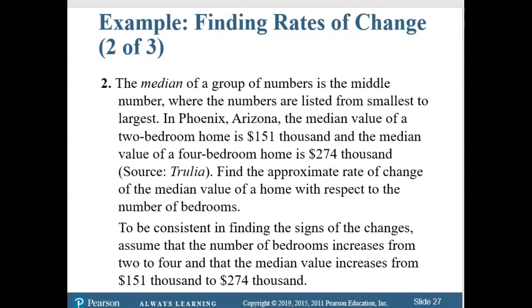So let's try another problem. This time we're going to talk about the median of homes, where we're talking about the median value of a home and the number of bedrooms which that home has. It's a kind of common statistic used in real estate. So in Phoenix, Arizona, the median value of a 2-bedroom home is $151,000. The median value of a 4-bedroom home is $274,000. So we are going to find the rate of change as it pertains to bedrooms.